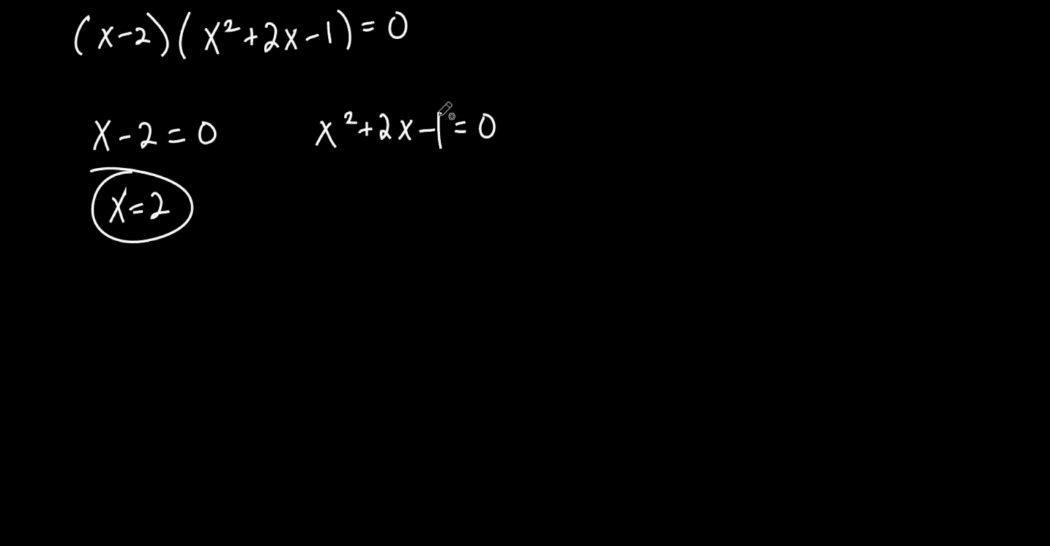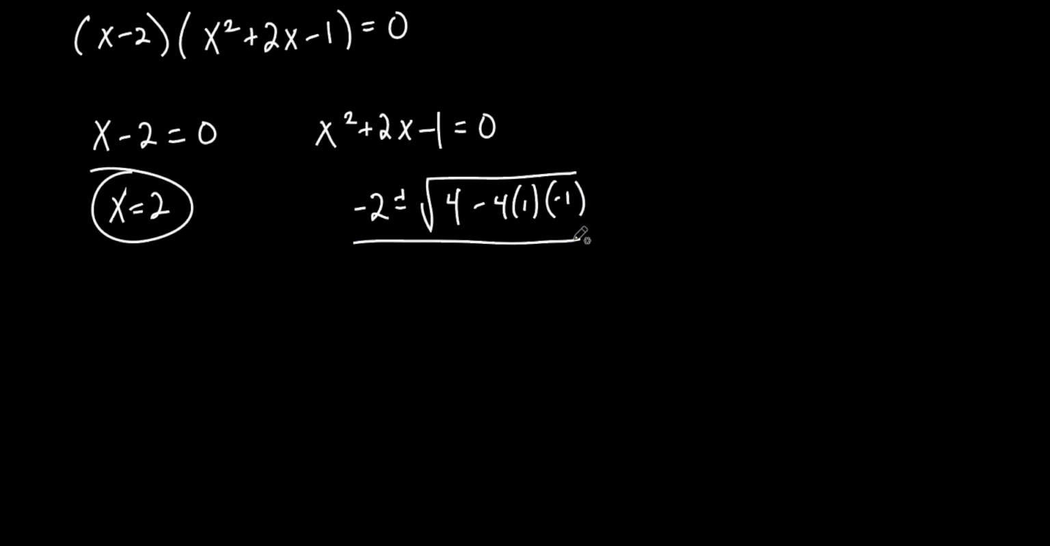Quadratic formula. That's right. Use the quadratic formula when it's set equal to 0. So let's do that. It's negative b, so negative 2 plus or minus the square root of b squared, which is 4, minus 4 times a, which is 1, times c, which is negative 1, over 2a, which is 2 times 1. All right, let's simplify this. Negative 2 plus or minus the square root of 4 plus 4, which is 8, over 2.